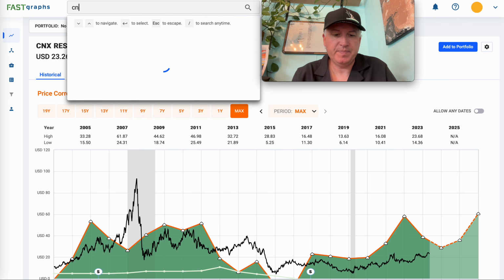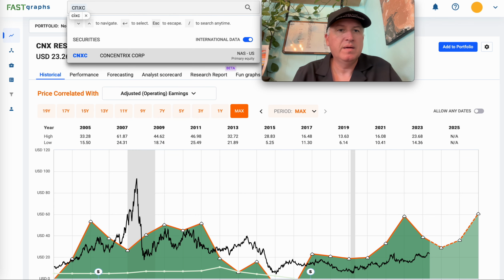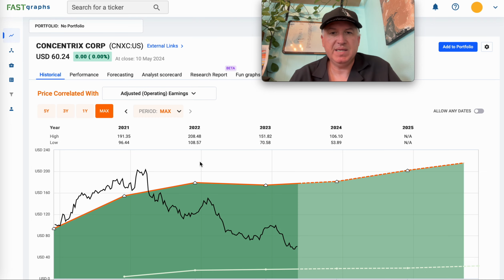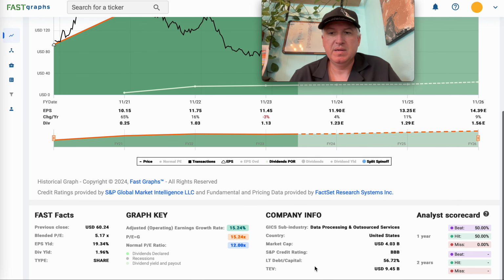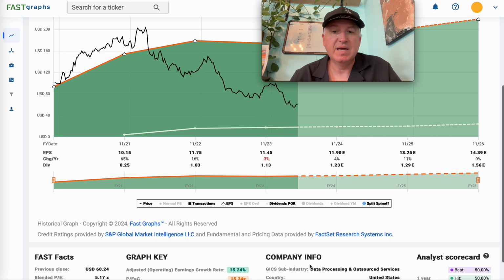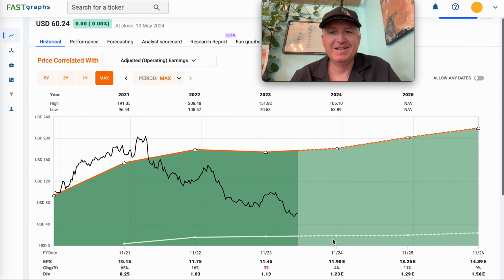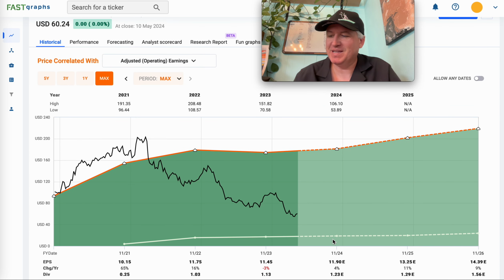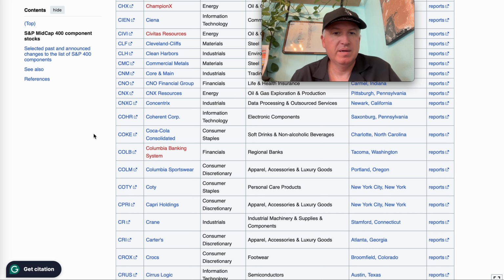CNXC. Concentrix. I think this is software maybe. Oh, data processing outsourced services. I'm basically avoiding all data processing stuff and outsourced services because of AI. So I would just put this one in too hard for now. And there's not enough data either, so it could go either way. Even if it looked good, it didn't look like there was enough data for my strategies.